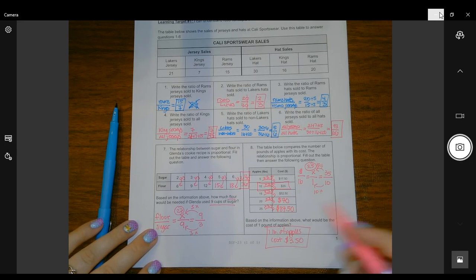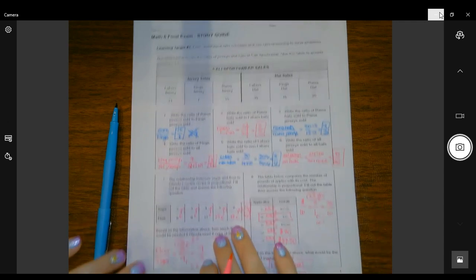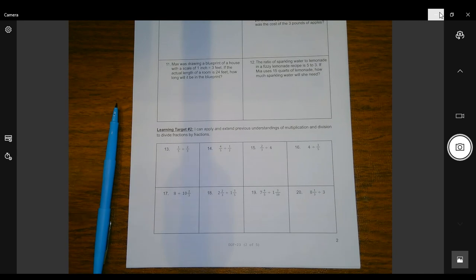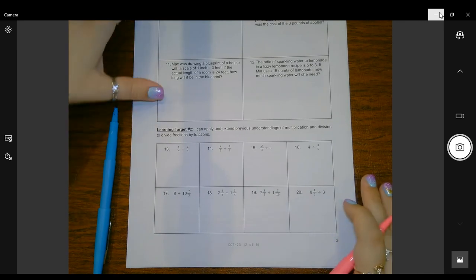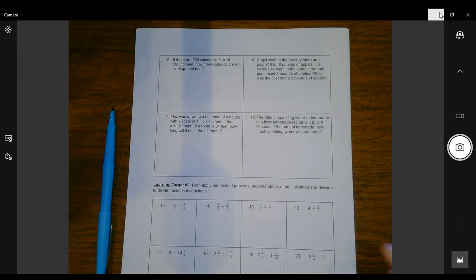Perfect. Okay, you just used a table to help you figure out what's that called when you're trying to find how much it is for 1 pound? That's right, the unit rate. Okay. Look at you just moving on, mastering all these hard concepts from way back when.